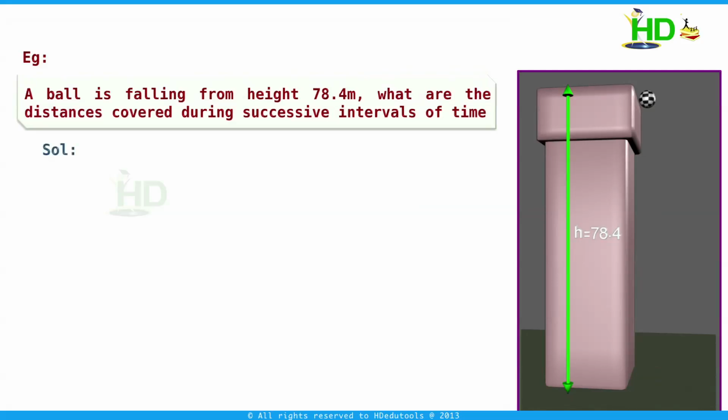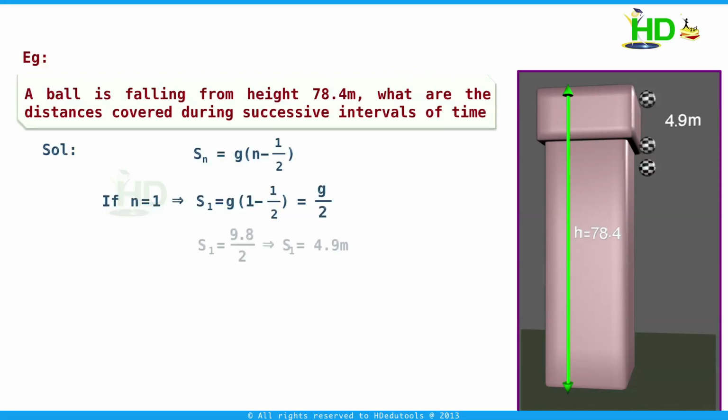The displacement covered in nth second for a freely falling body is given by Sn equal to g into n minus 1 by 2. If n equals 1, that is the displacement during first second, S1 equals g into 1 minus 1 by 2, substituting n equals 1, this we get g by 2. On simplification, we get S1 is 4.9 meter.